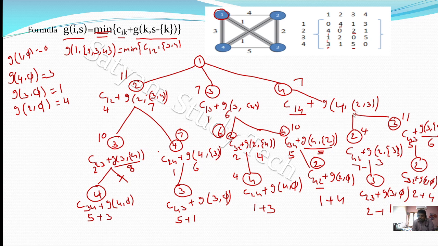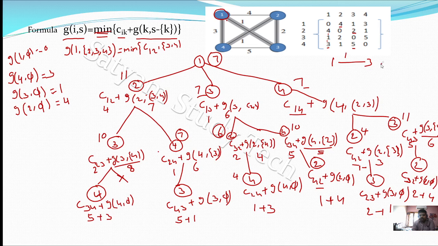You can see here it is. Then, which is the minimum among these three? So here it is 7. Here is also 7. So 7 is the minimum. So the minimum tour is 7. Here, you can check 1 2 3. I can write here 1 2 3.